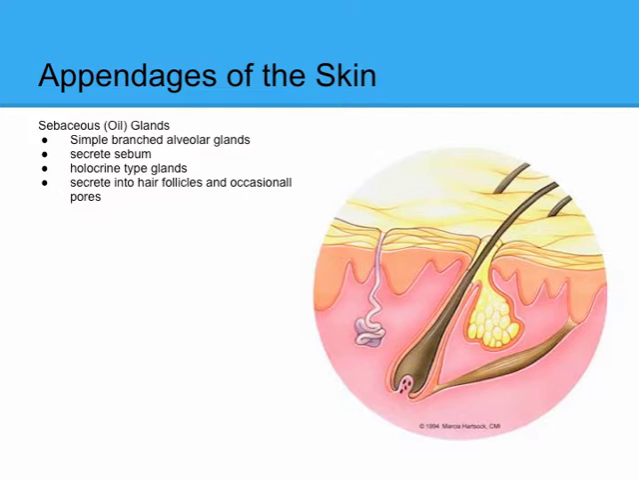Okay, sebaceous oil glands. These are simple branched alveolar glands. They release into hair follicles primarily, occasionally pores, and they are holocrine. They're holocrine glands, meaning the cells fill with their substance, sebum, which is what they release. It's oil-based sebum, until they pop. Then new cells below divide to replace them, and they just continue to pop, and that's how the oil is secreted.